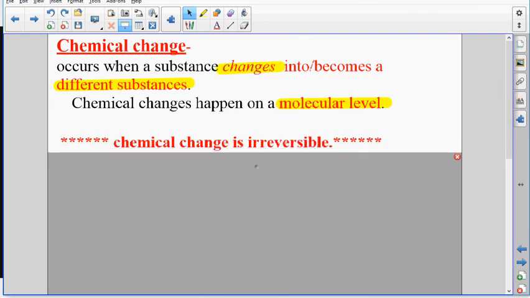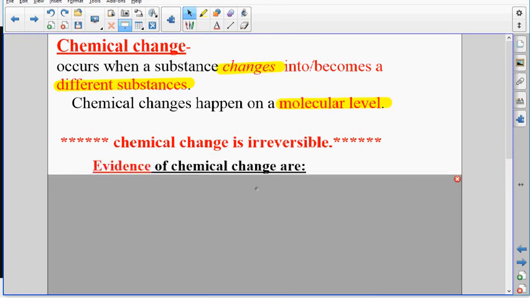Chemical changes are usually irreversible. Evidence of chemical change. Now this is a big deal. You need to be able to recognize when something is a chemical change, so you need to know the signs, okay? Sort of like when we talked about chemical burns, you need to know the signs of a chemical burn. You need to know the signs of a chemical change.